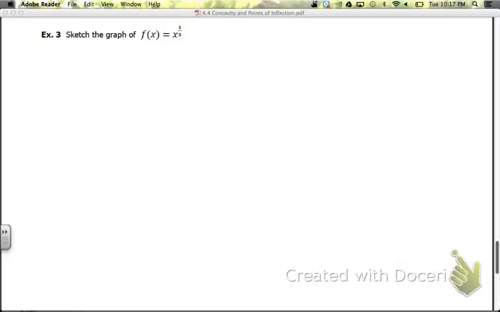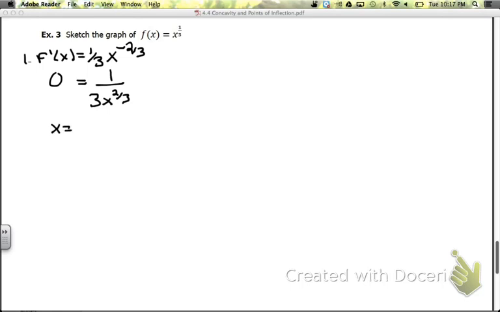Now in example 3, we want to sketch a graph of f(x) equals x to the power of 1/3. This one is actually a very unique case, so let's look at it. First step is we want to find our first derivative. When we do that, we get 1/3 x to the power of negative 2/3. I can rearrange this and set it equal to 0, so it will be 1 over 3x to the power of 2/3. What you notice here is that x equals 0 is a critical number.